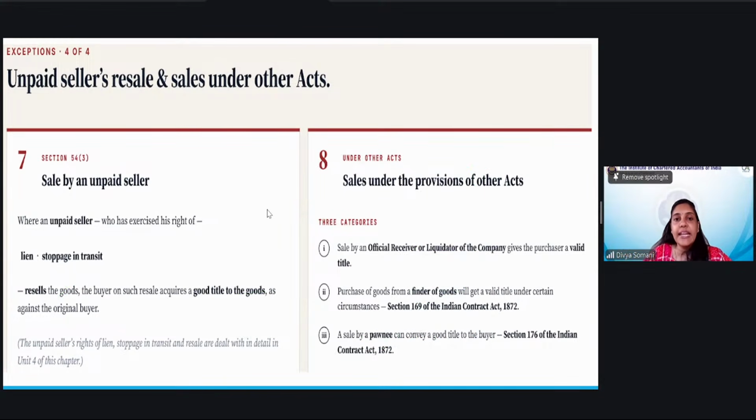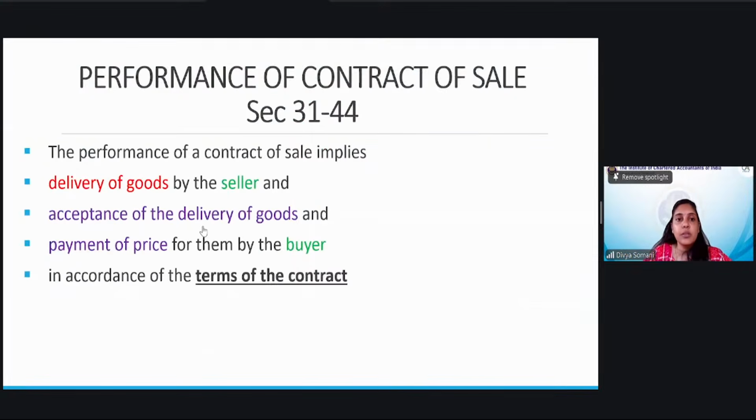Exception cases, 8 exception cases where the ownership passes, even though you are not the owner. Okay. Now we will be discussing performance of the contract of sale. So next sections from 31 to 44, they talk about the performance of the contract of sale.